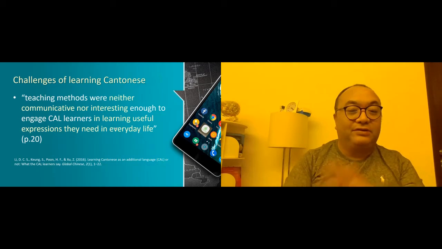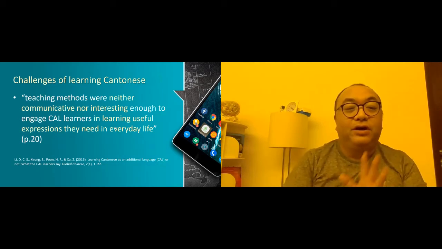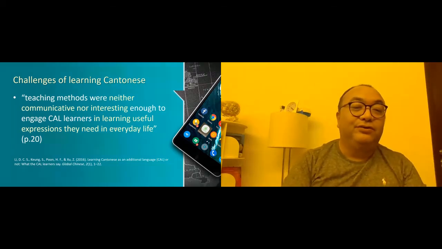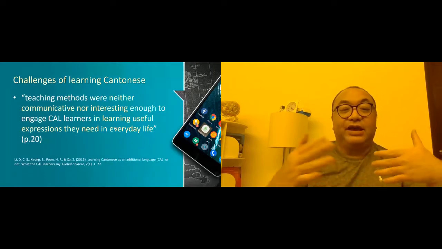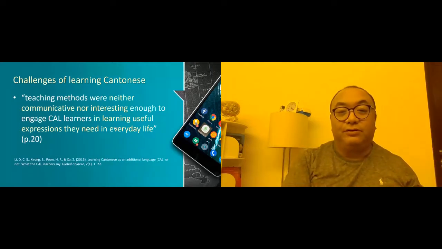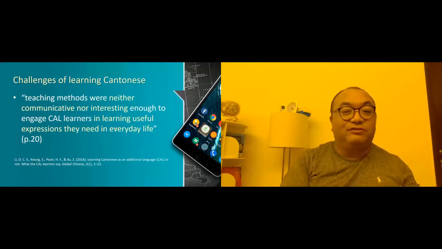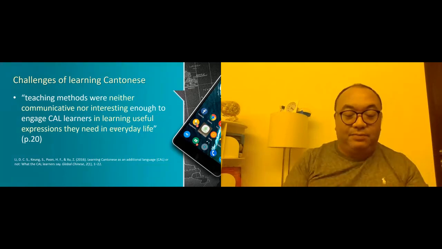All right, so no matter they are from mainland China or from other parts of the globe, they learn Cantonese as an additional language. So you can see from these comments given by the learners, there is a gap between what they learn or what they get from the teaching materials, learning materials, textbooks, or whatever, from what they actually need in daily life. So there's a gap there.